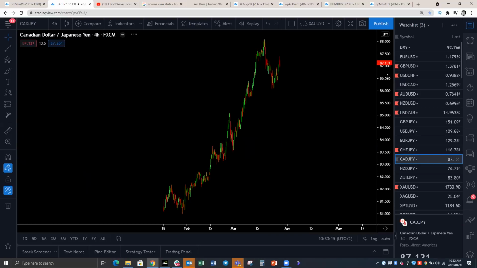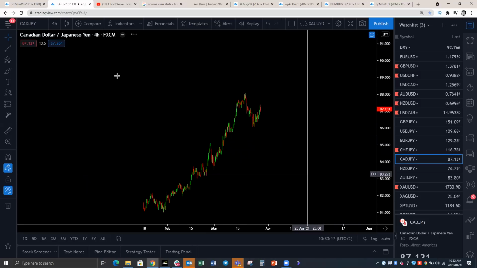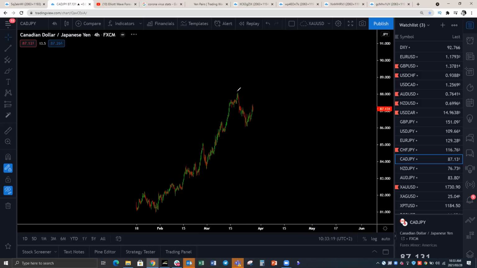CAD yen, let's have a look at CAD yen. So CAD yen has made a 3-wave pullback, or is it an impulse? You cannot really see clearly here. It is a move to the downside and a 3-wave to the upside. I would really like it if this one can do this, because CAD yen is still very bullish for more upside. If it does this, that's a very good entry.